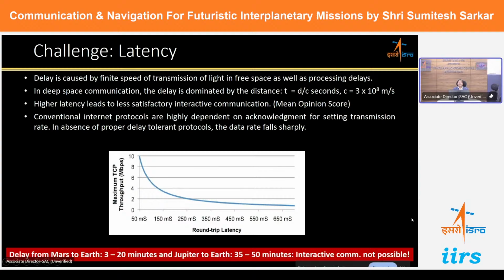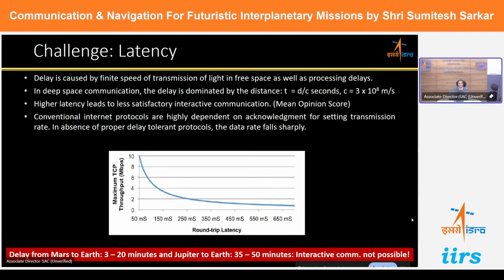Another challenge is latency. That is the delay. Basically, it is the time between when the signal starts and when it is received at the receiving port. Mars to Earth distance, if you see, and we know the signal travels at the velocity of light, the delay from Mars to Earth can be anywhere between 3 to 20 minutes. And Jupiter to Earth may be 35 to 50 minutes. So within this wide distance, two-way communication, that is interactive communication, is not possible.